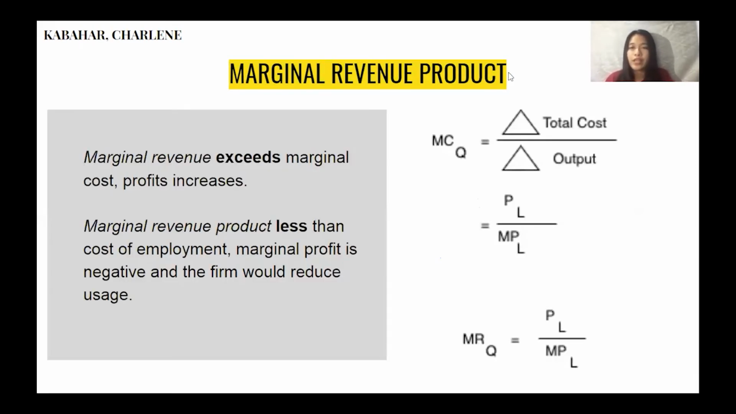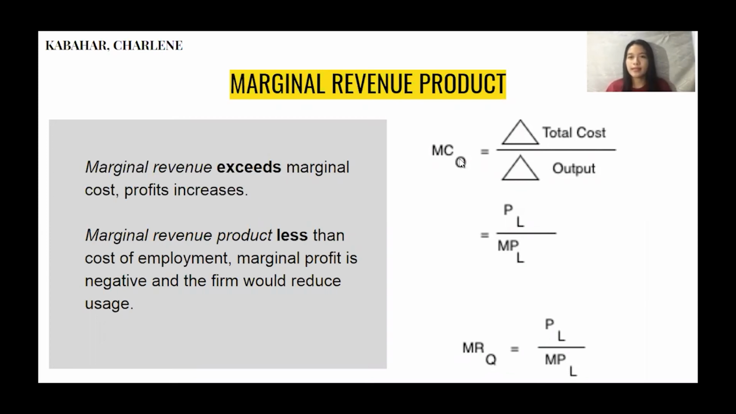So now we have that when marginal revenue exceeds marginal cost, profit increases. This means that as a company makes product decisions, the profit will increase as long as the marginal revenue generated by the input exceeds the marginal cost of employment. Conversely, a marginal revenue product less than the cost of employment will result in negative marginal profit, and the firm would reduce usage.